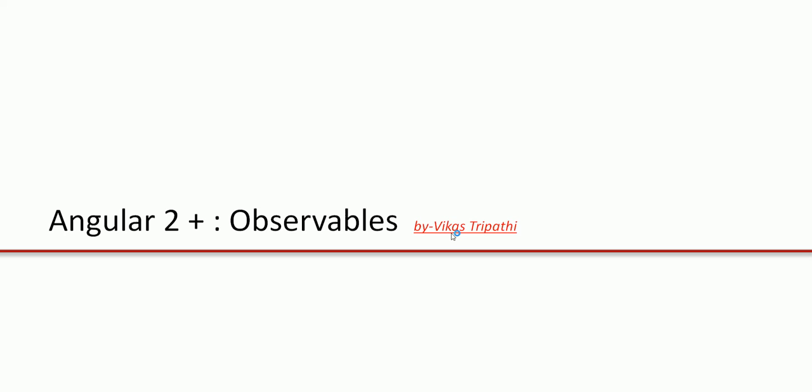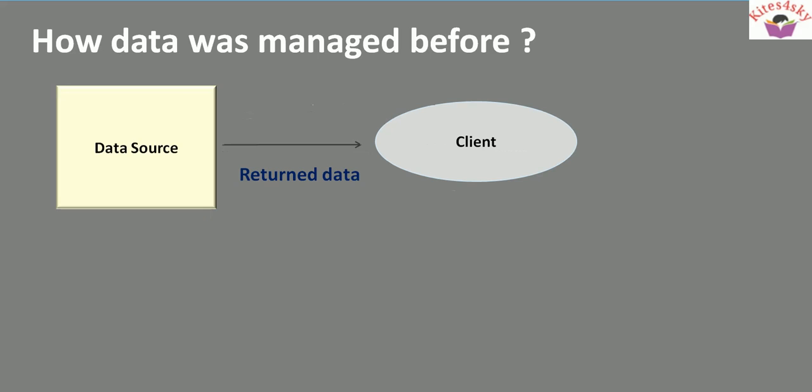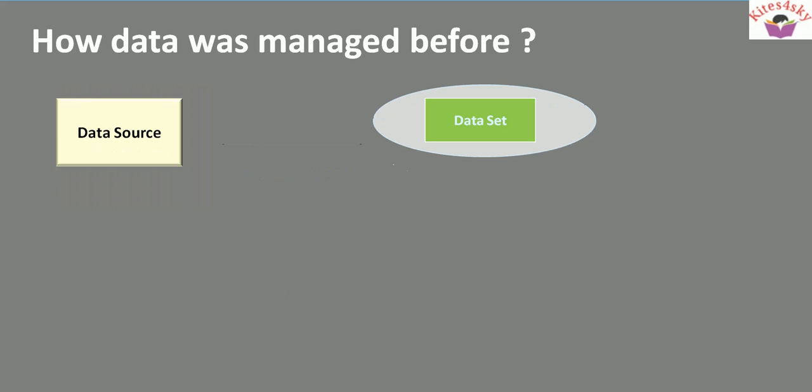My name is Vikas Tripathi and I brought a new tutorial, Observables. So before understanding Observables, let's see how previous technologies deal with the data. As shown in the diagram, to get data, the client program sends a request to the data source, and the data returned from the data source is kept in the data set. The data set is part of the client program. Once the client gets the data into the data set, it is quite easy for the client to manipulate that data to get the required result.